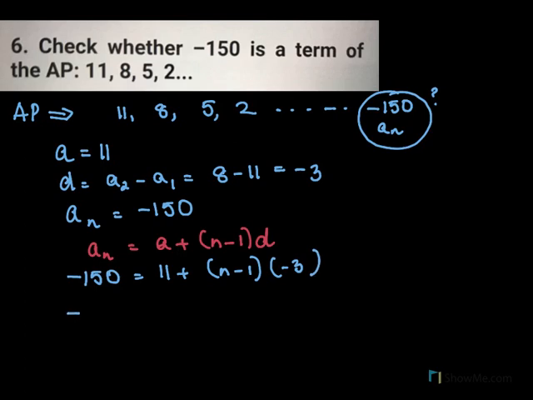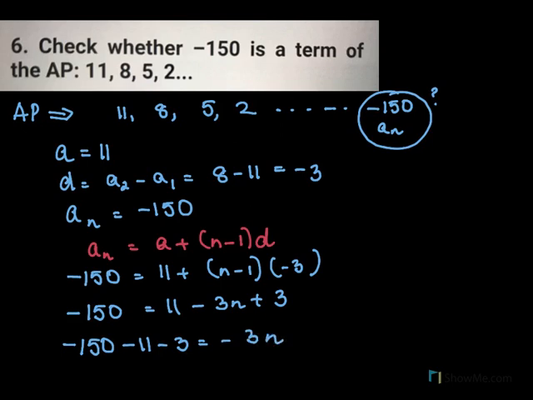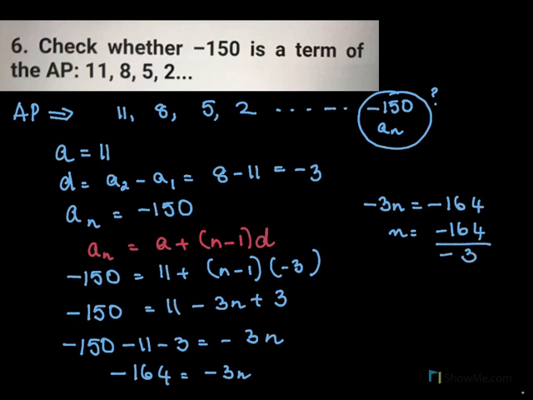So when we now work this out, you get minus 150 equal to 11 minus 3N plus 3. So minus 150 minus 11 minus 3 equal to minus 3N. So minus 164 equal to minus 3N. So if minus 3N equal to minus 164, the N is minus 164 over minus 3. So N is 164 over 3.